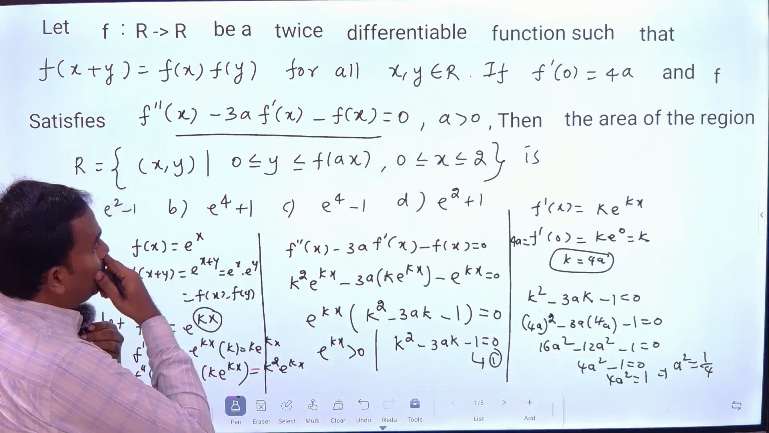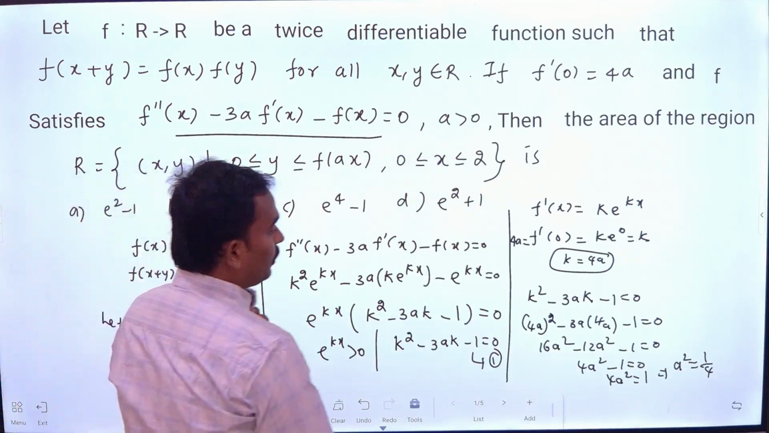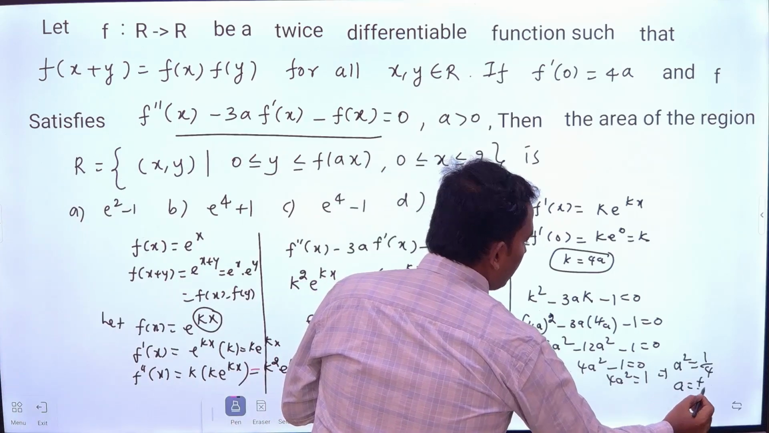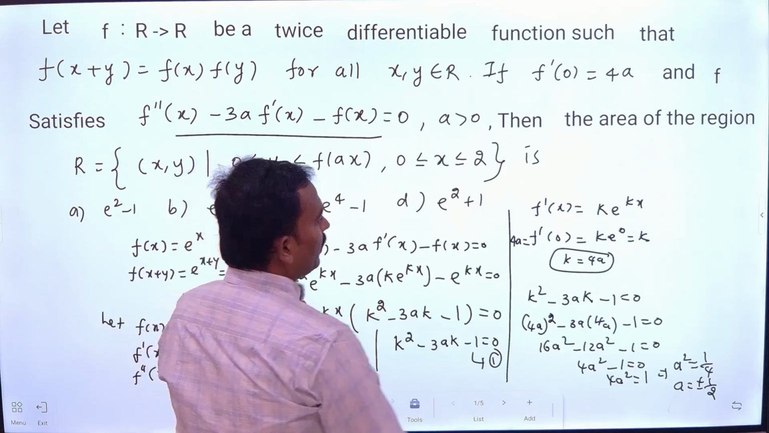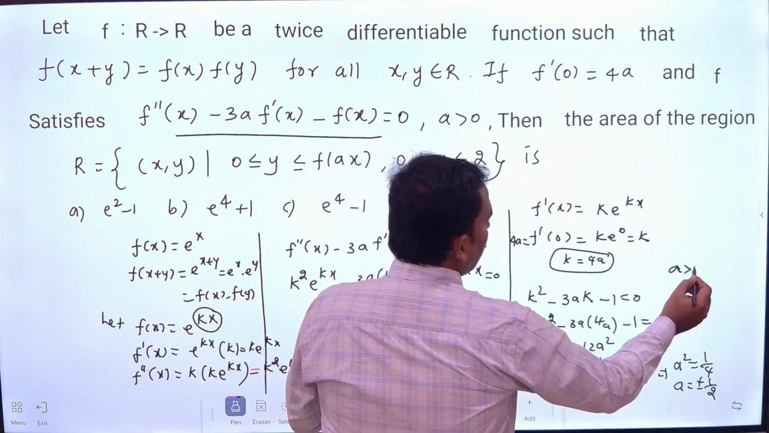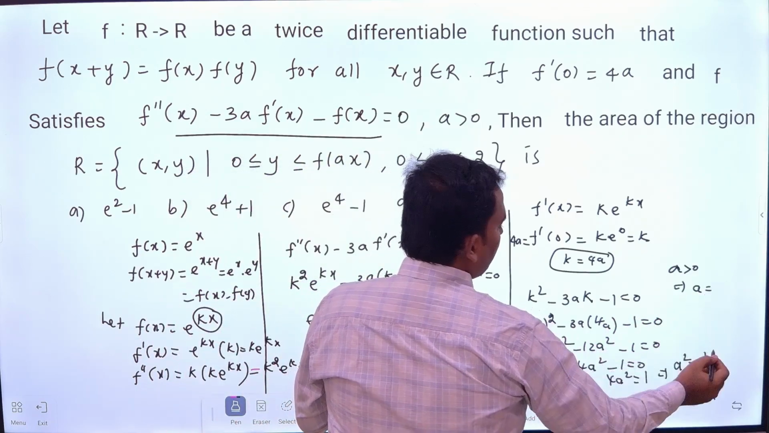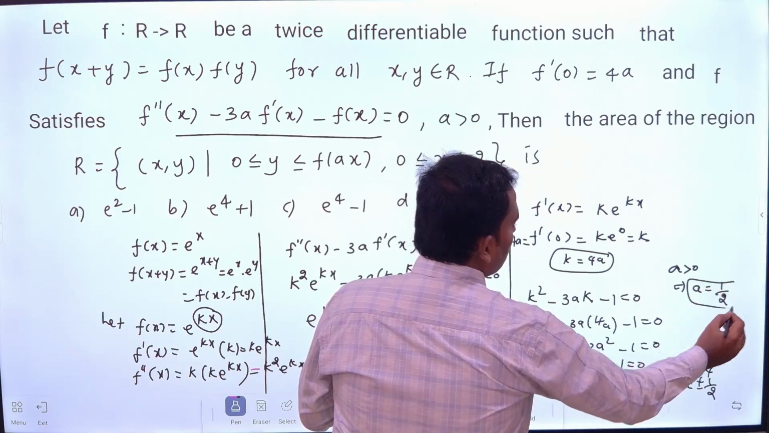But what is given to you? a is greater than 0. So a would be plus or minus 1 by 2, but a cannot be negative. Therefore, since a is greater than 0, we take a equal to 1 by 2.